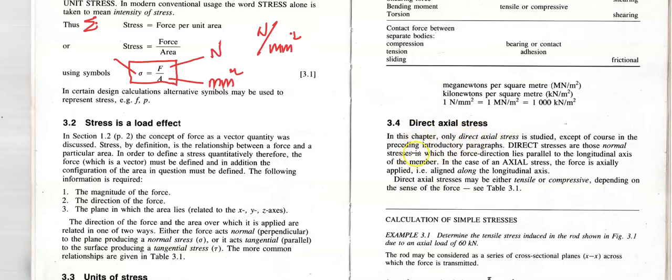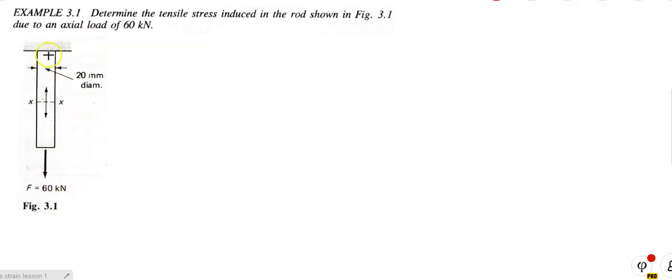I'm reading it there. In this chapter only direct stresses are those normal stresses. What does normal mean? That means if we have, like in the sketch here, a bar, and there's an imaginary center line running along the center there, and I apply a load acting along that central imaginary line, whether it's a square bar or a round bar, that load will be called an axial load. It acts along its axis.